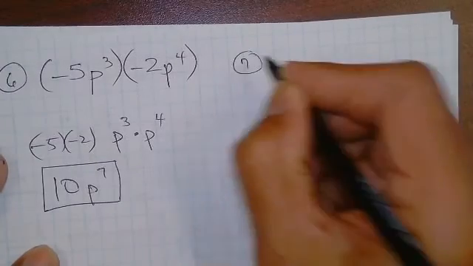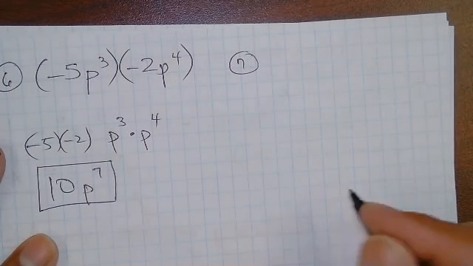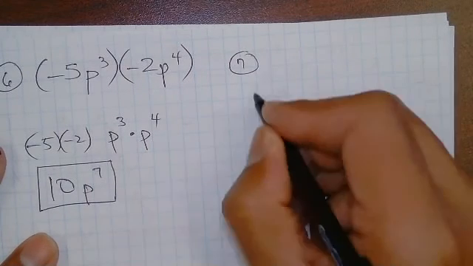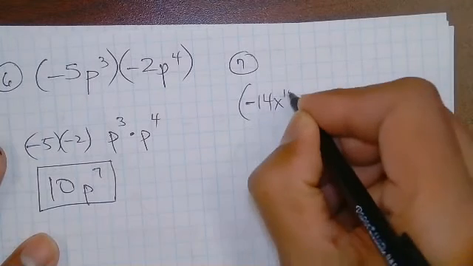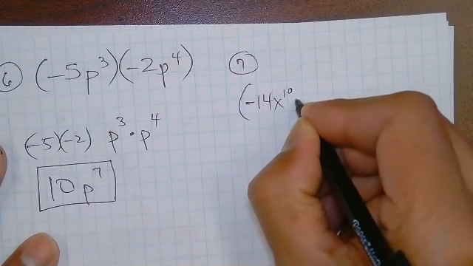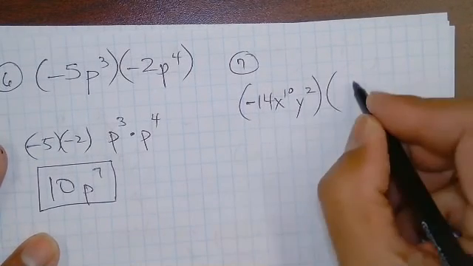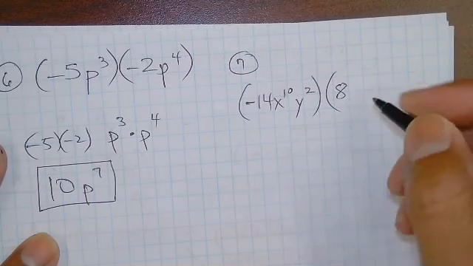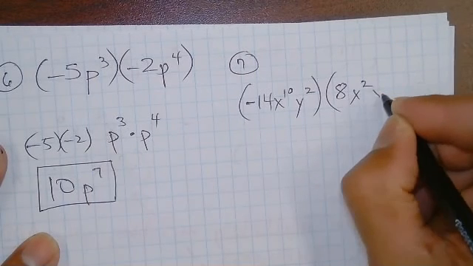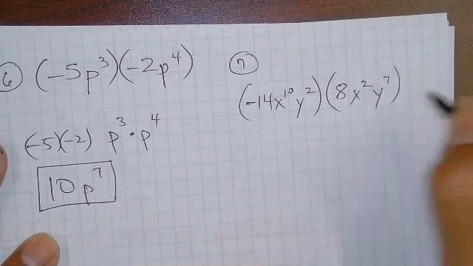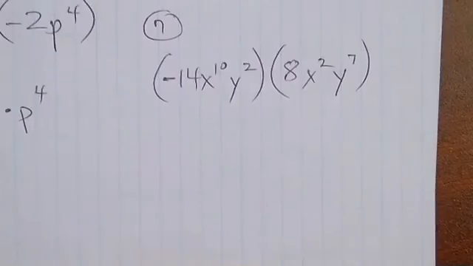Yeah? We're good? Okay, 7. What about, what did I write here? Negative 14x10y2 times 8x2y7.